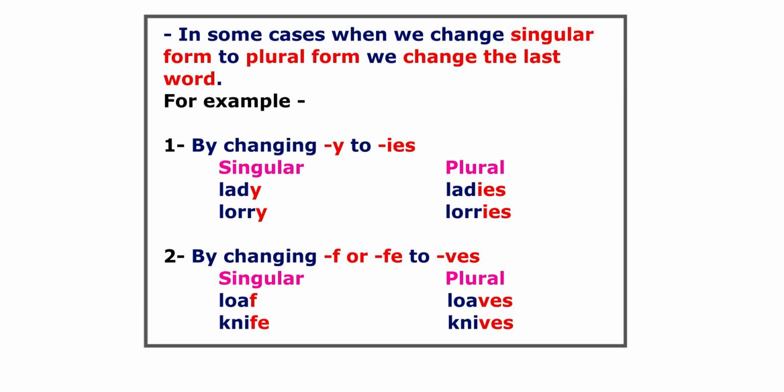Now, second is by changing F or FE to VES when we are making the plural form. See the examples? Loaf. Loaf is a singular word. Now we are making it plural. So we are changing the last F into VES, LOAVES. Loaves. In the same way, knife, KNIFE, knife. We are changing the last FE into VES, KNIVES, to make it plural form.